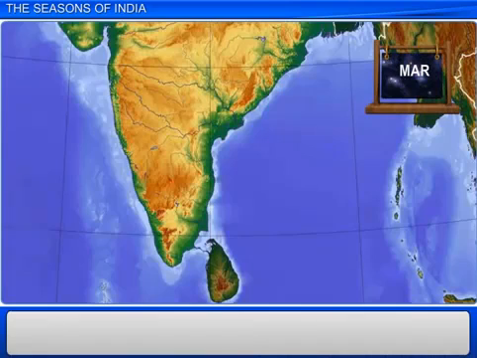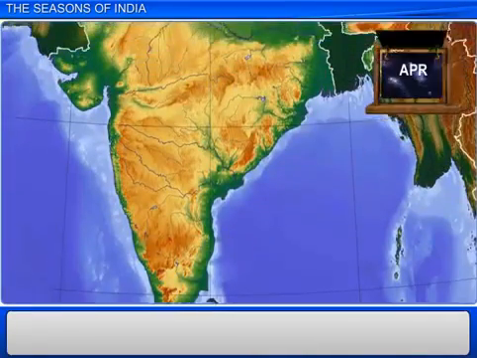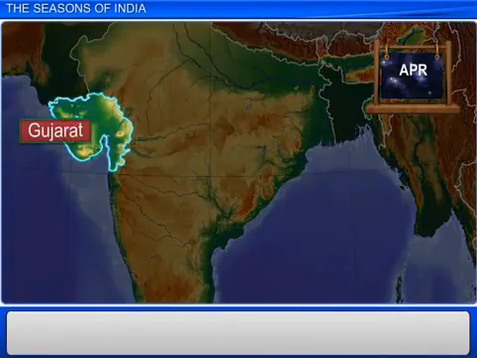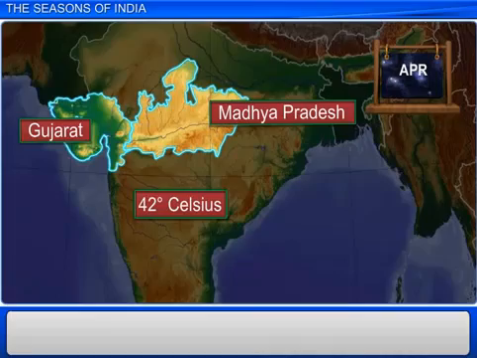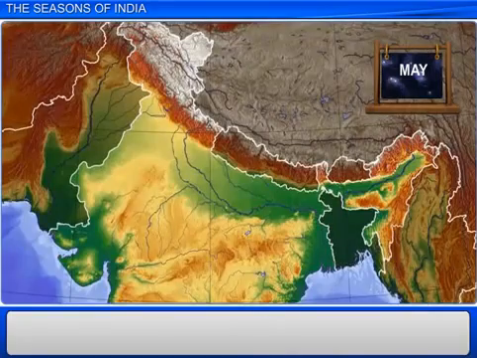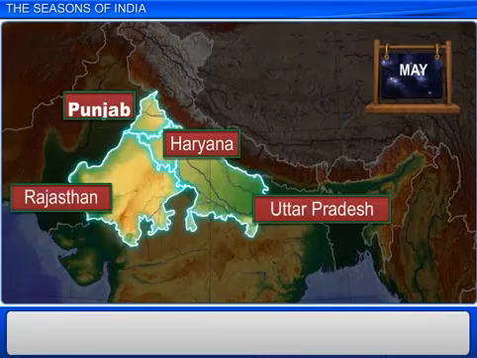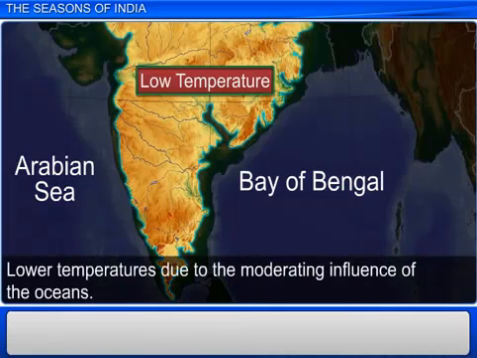In March, the highest temperature is about 38 degrees Celsius, recorded on the Deccan Plateau. In April, temperatures in Gujarat and Madhya Pradesh are around 42 degrees Celsius. In May, temperatures of 45 degrees Celsius are common in the northwestern parts of the country. In peninsular India, temperatures remain lower due to the moderating influence of the oceans.